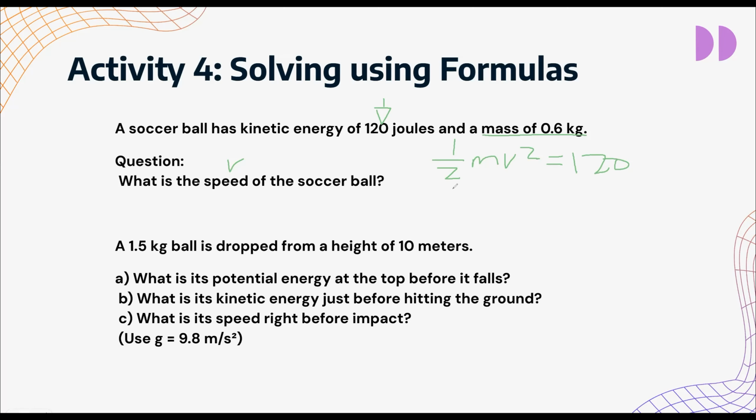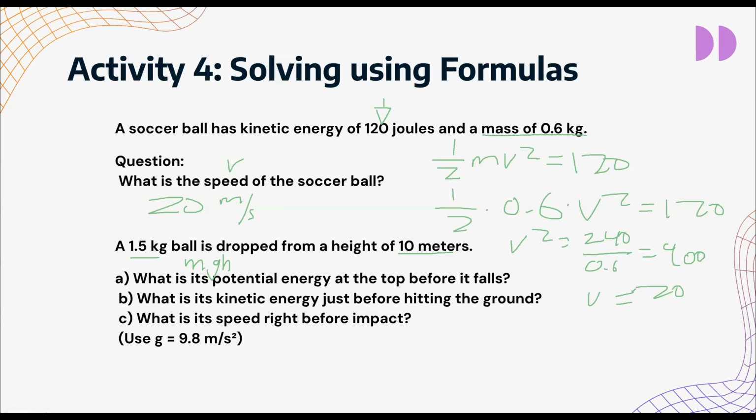So 1/2 times 0.6 is equal to v squared. Okay. So what is the potential energy at the top before it falls? I mean, half the space.